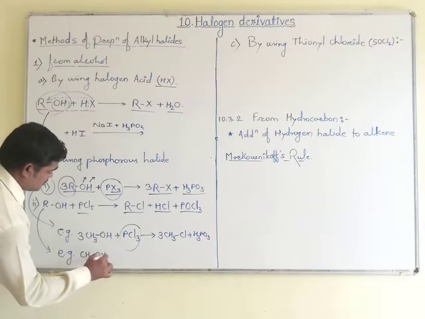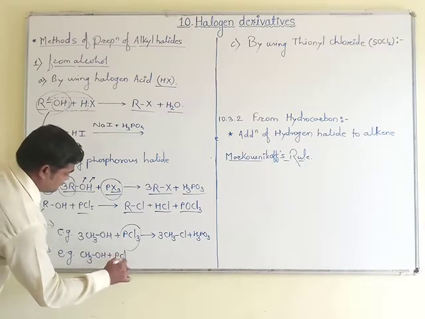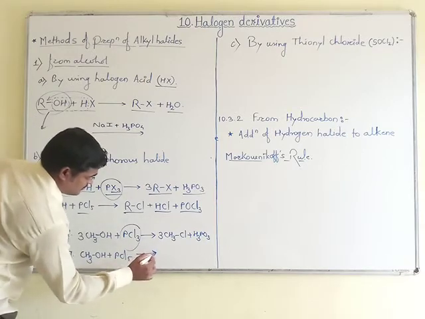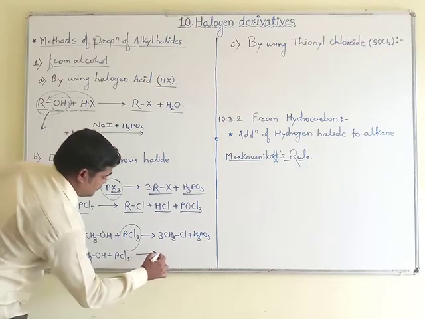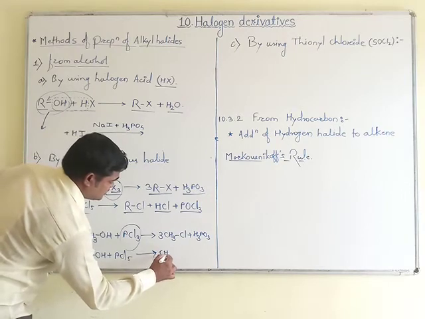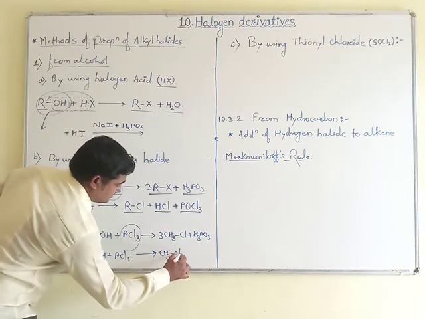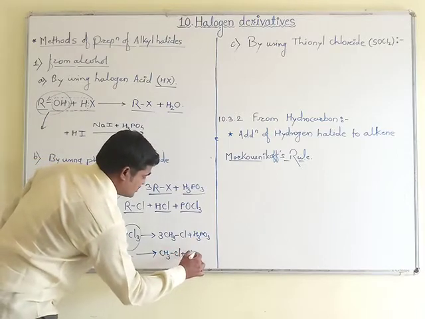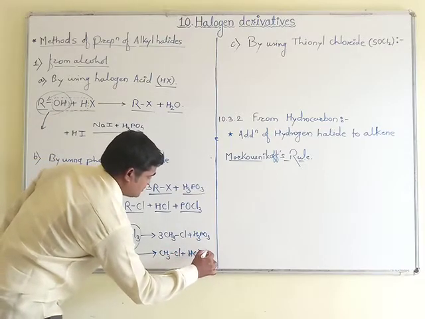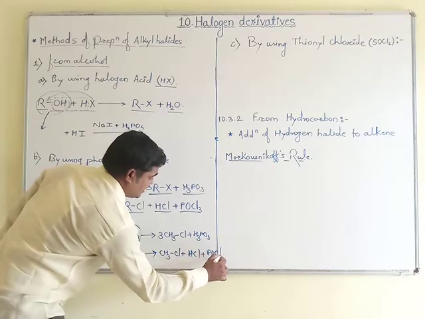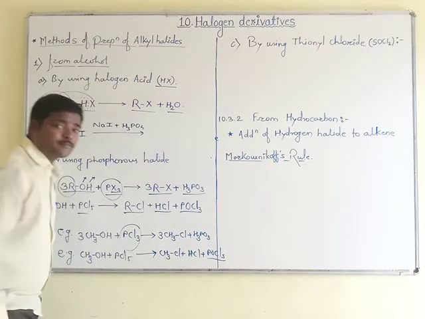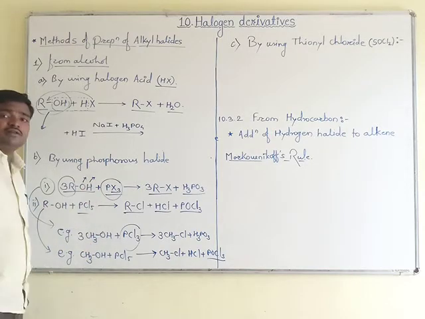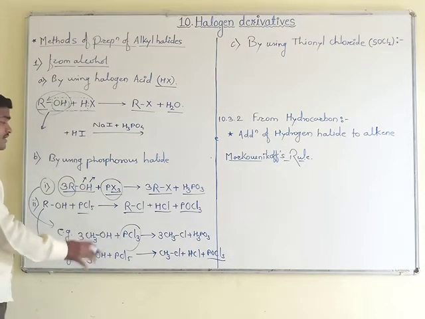And if we come across the second example, for phosphorus pentachloride, again if we take here CH3OH on reaction with PCl5, okay, here the product which is formed is nothing but CH3Cl, that is methyl chloride, along with HCl plus phosphoryl chloride, that is POCl3. Okay, so these are the two general reactions as well as their examples.